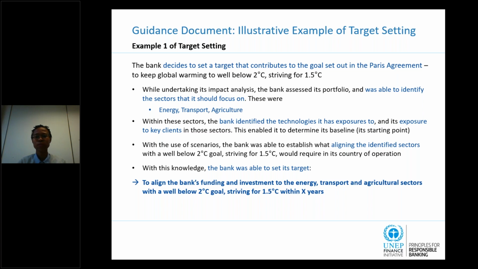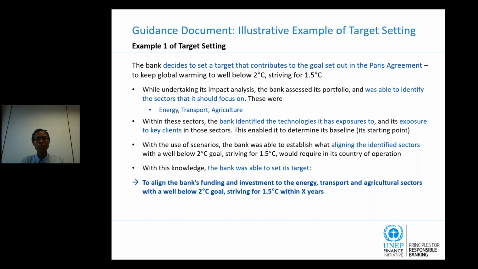Now, within these sectors, the bank has identified the technologies it is exposed to, and its exposure to key clients in those sectors. This has enabled it to determine its baseline, which means the starting point. And determining your baseline in target setting is an absolute requirement, because that is the only way you can compare against the baseline, and monitor and measure your progress. So you have to know where you start, what your base is, and then you'll be able to follow up on your progress.